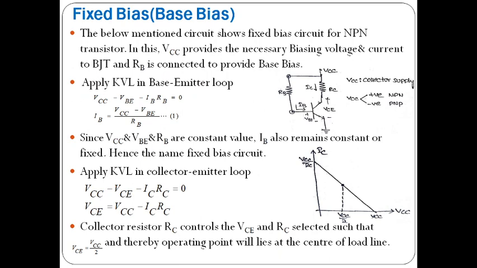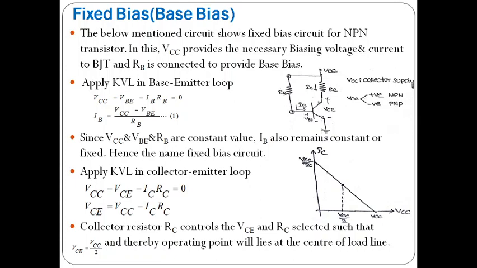So you can observe the circuit diagram of fixed bias of a CE amplifier. Here it is drawn with an NPN transistor. In this, VCC provides the necessary biasing voltage and current to the BJT, and RB is connected to provide base bias. So this VCC provides the DC voltage and current to the BJT through the RB resistor. So it is called base bias.